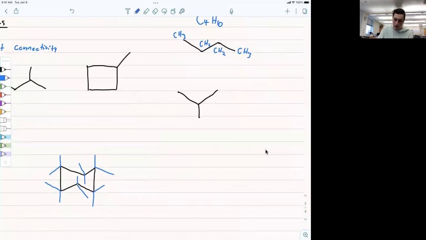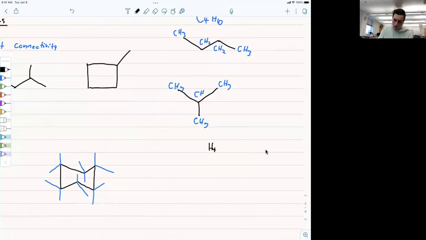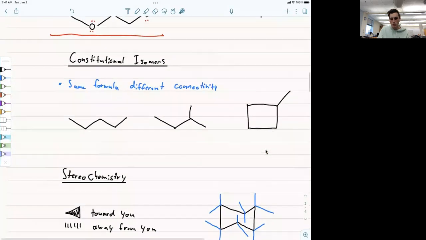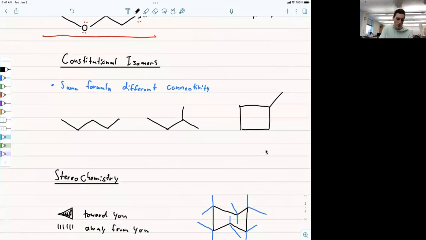Now we can check again. I have CH in the middle, and then CH3, CH3, CH3. So that's 3, 6, 9, 10 hydrogens and another 4 carbons. So these 2 are going to be constitutional isomers. So now based off of these 3, which of these are constitutional isomers? And then just let me know when anybody finds it.